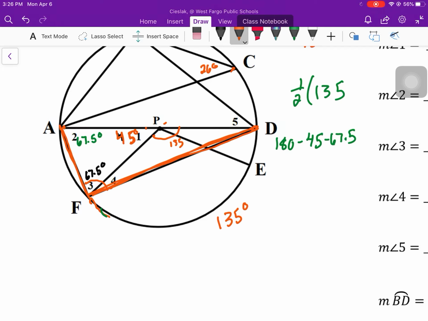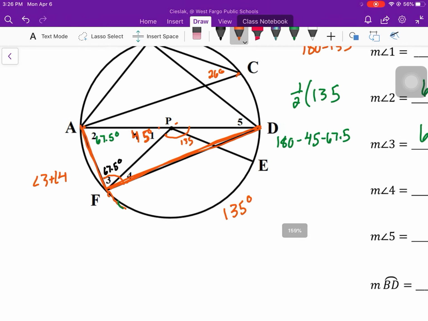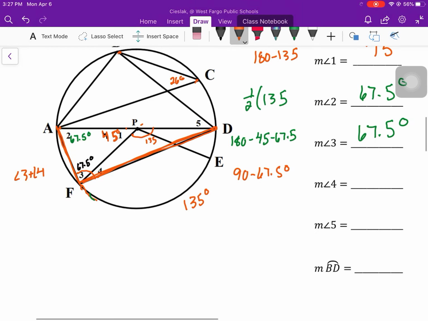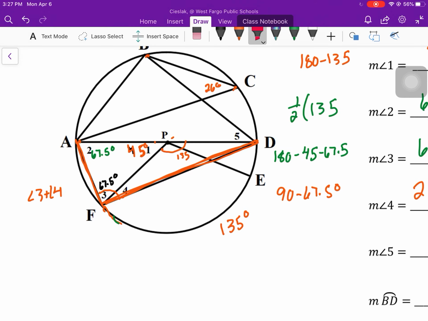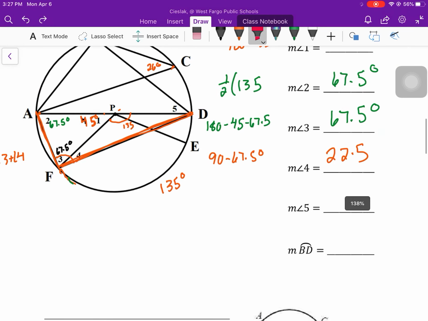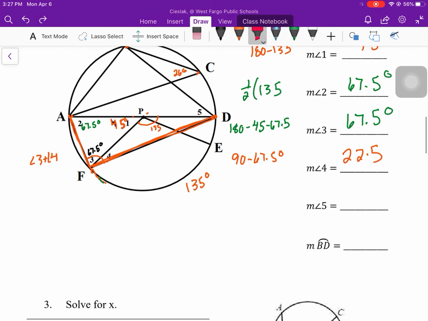So I know that this has got to be 90 degrees altogether. So then what I can say is that angle 3 plus angle 4 have to be equal to 90. So angle 4 is going to be 90 minus 67.5 degrees, which gives me 22.5. Okay, because it intersects that diameter. I had to think a little bit on that one.